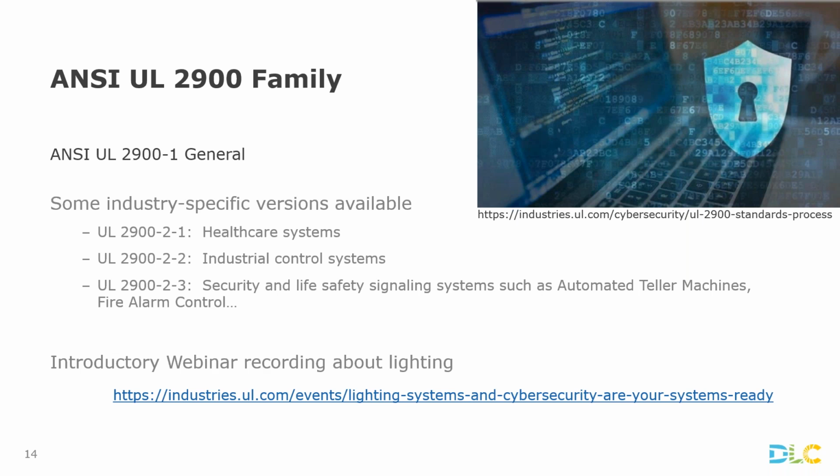RAB Lighting has already gotten their lighting control system qualified with UL 2900-1, and UL is talking with several other manufacturers of lighting control products. You can learn more about this in a recording of a 1-hour webinar at the link there that introduces UL 2900 in relation to lighting systems. These slides will be posted online after the webinar, along with a recording of this webinar, if you don't have time to write down that link.